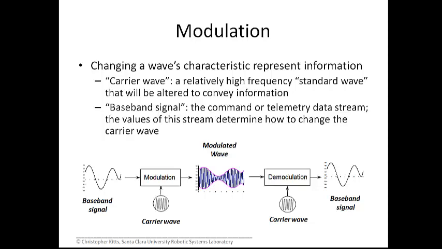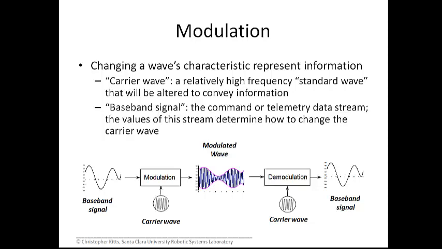We talked about modulation briefly in the previous video, but the idea of modulation is to take a standard sine wave, if you will, and to methodically change some characteristic of the wave in order to represent information. When you do this, you have two different signals. One is the carrier wave. That's a relatively high frequency standard wave, and that's the wave we're going to alter when we convey information. I say relatively high frequency, that is typically how we do it in satellite communications. It doesn't necessarily have to be that way in general, but that's what we use for satellite operations.